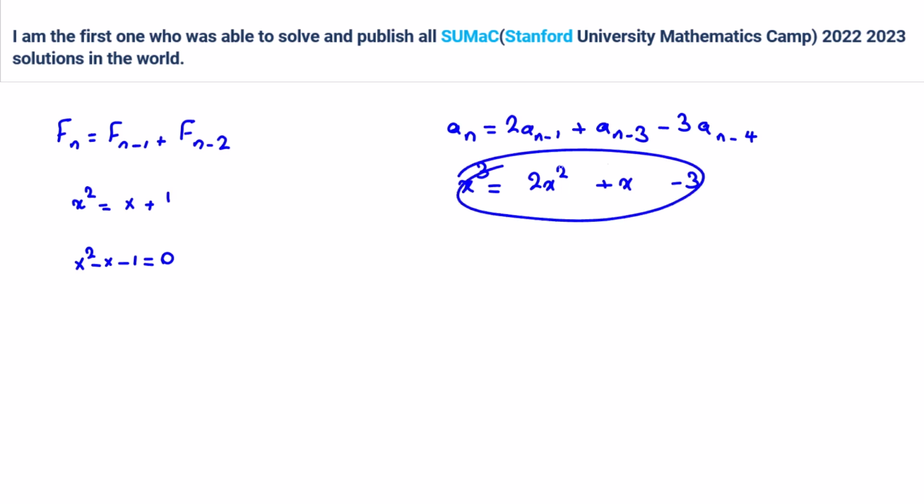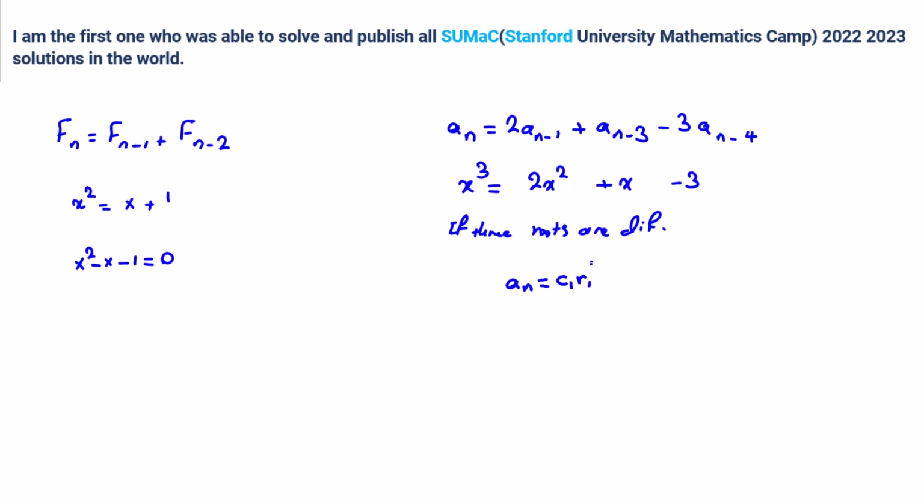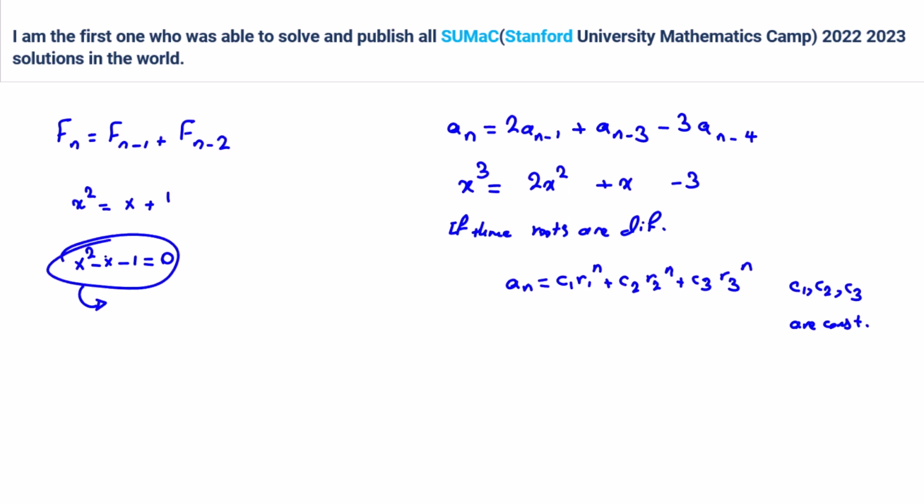So, for example, if you find 3 roots, if the 3 roots are different, then we can say a_n is equal to c1 r1 to the n plus c2 r2 to the n plus c3 r3 to the n. And c1, c2, c3 are constants, okay? And how can we find them? By plugging in a1, a2, a3: 3 equations, 3 variables. So, can you tell me the roots of this? 1 plus or minus root 5 over 2.